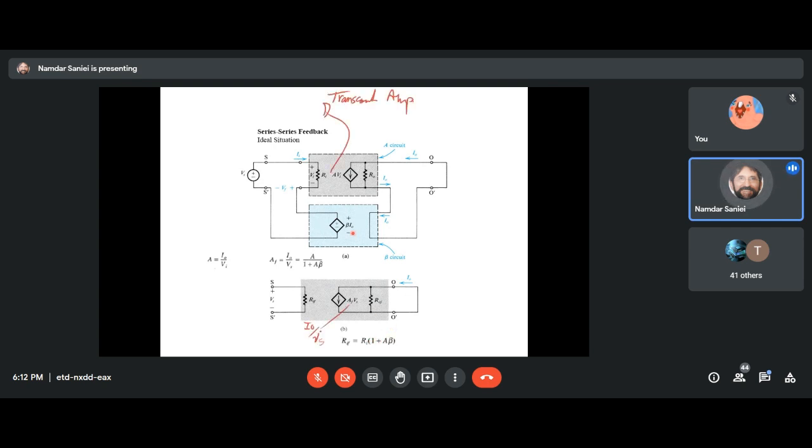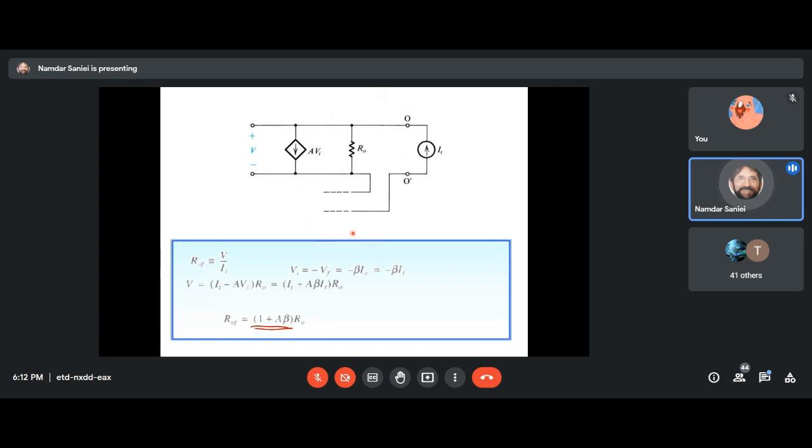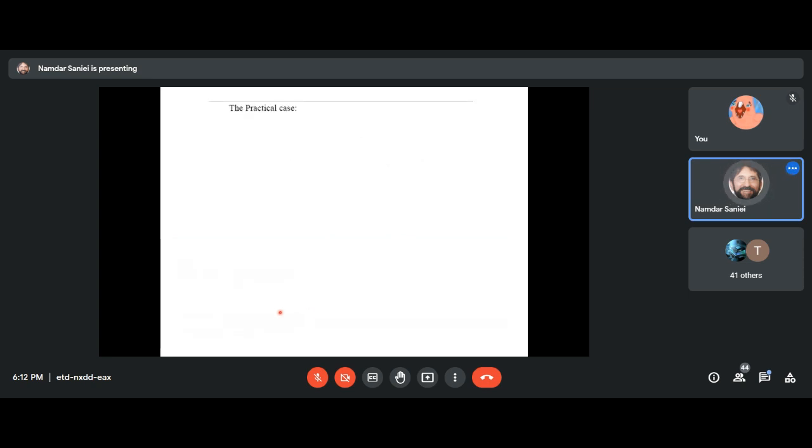It was the output resistance that we needed to find out. On the output side, we were also in series. Therefore, it did make sense, as we found that the output resistance with feedback is the output resistance of the original amplifier times 1 plus A beta.